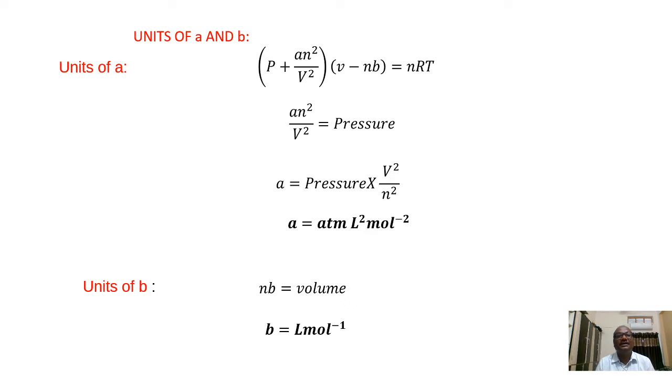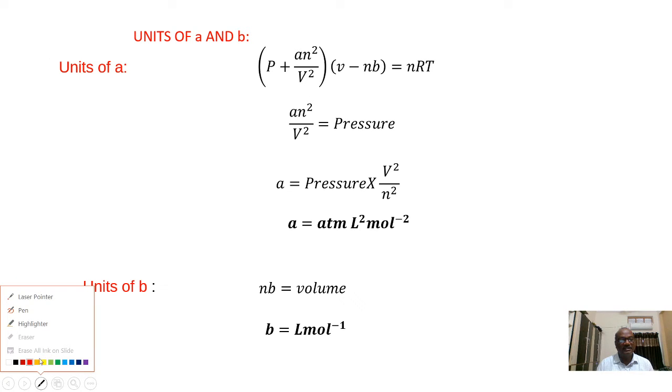Now we discuss the units of a and b. In the last class, we discussed the derivation of van der Waals equation. Based on the postulates of the kinetic molecular theory of gases, we made corrections to the pressure term and volume term, so that we derived van der Waals equation of state for real gases. In that equation, we can see the constants a and b.